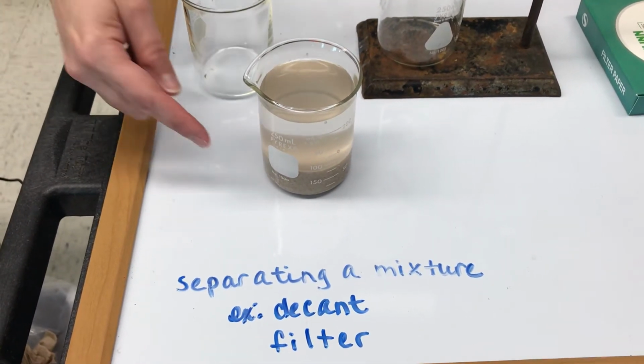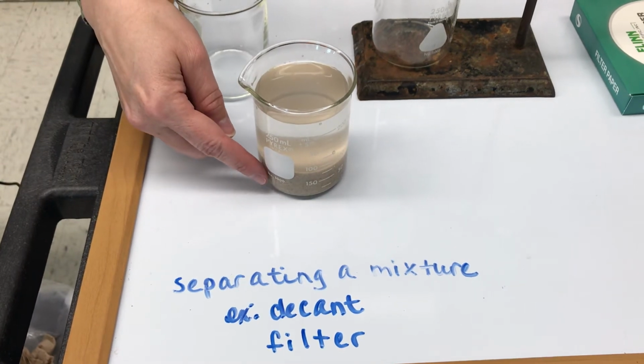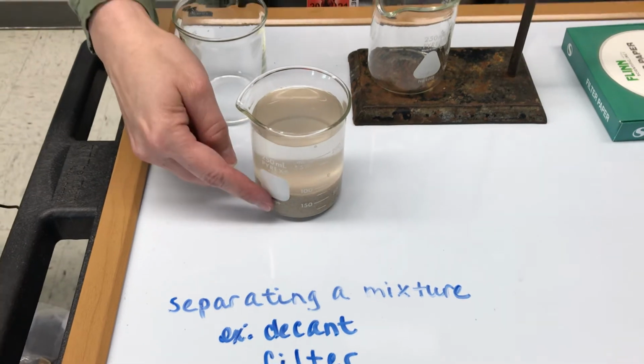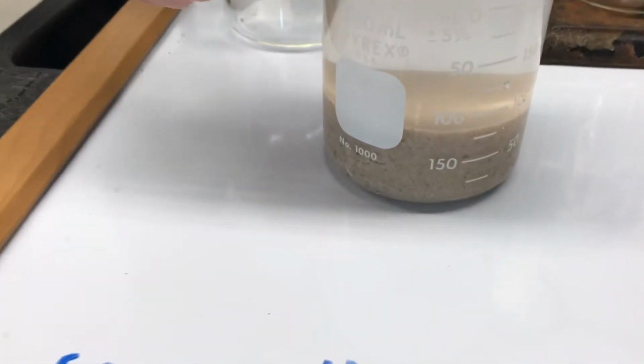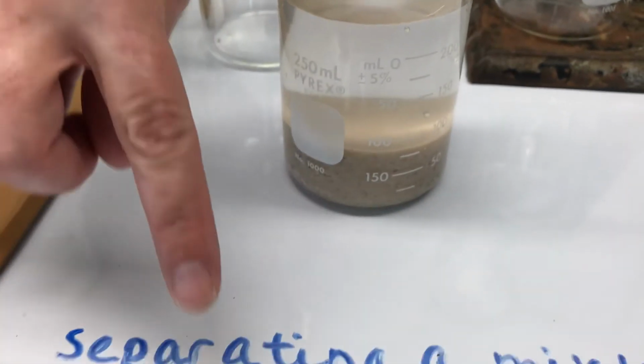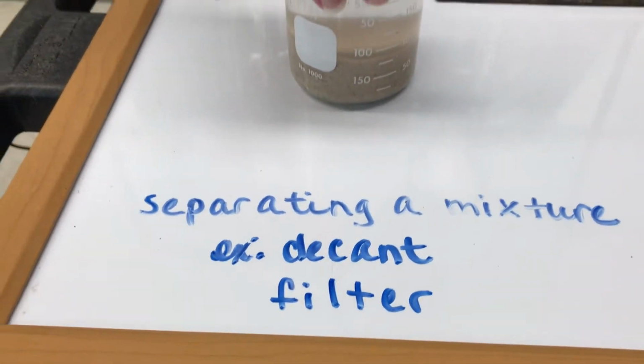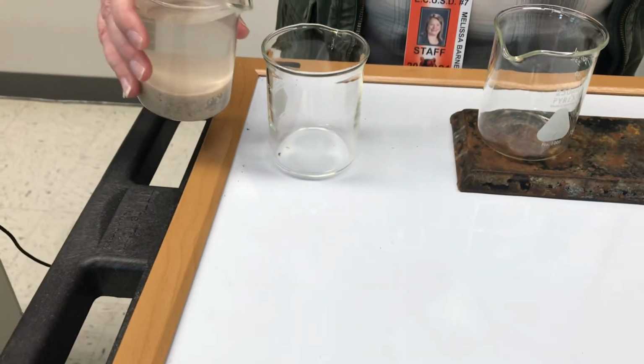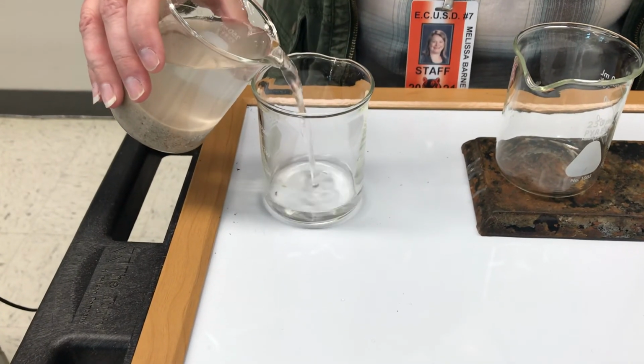All right, so here's my beaker. I have a solid and a liquid mixture. This is heterogeneous because they form two separate layers. And so one way I can separate them is to decant. So the word decant means we're going to pour off the liquid. So once my solid has settled, I can simply pour off the water that's on the top to separate the two.